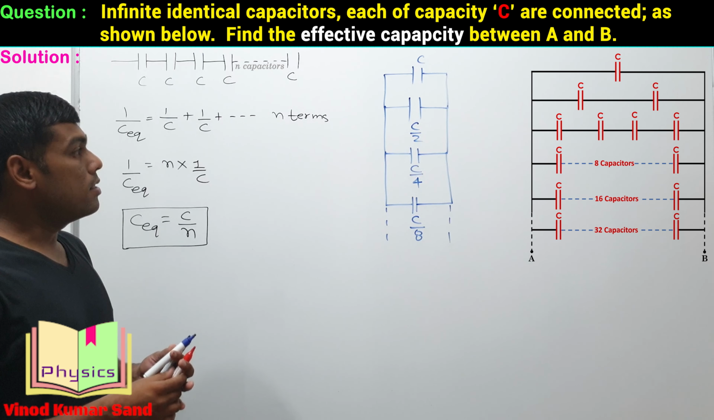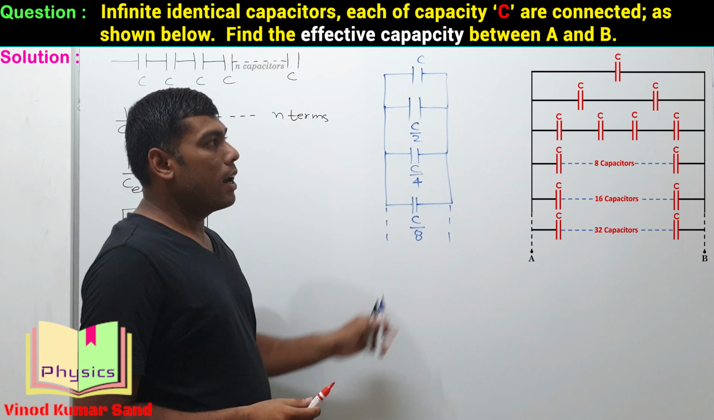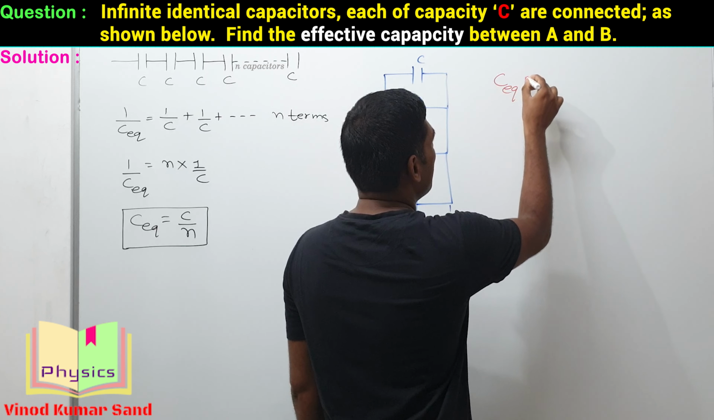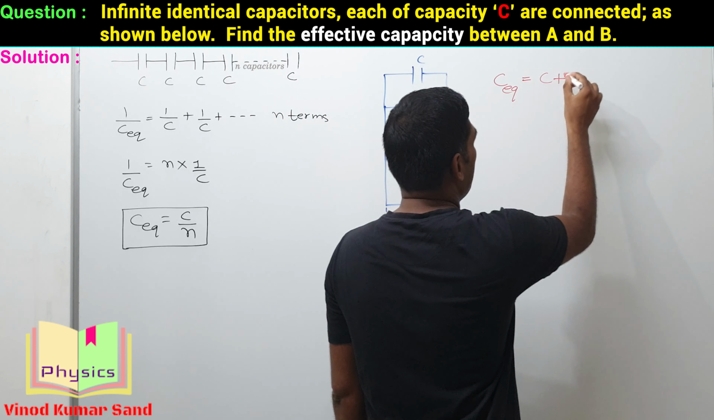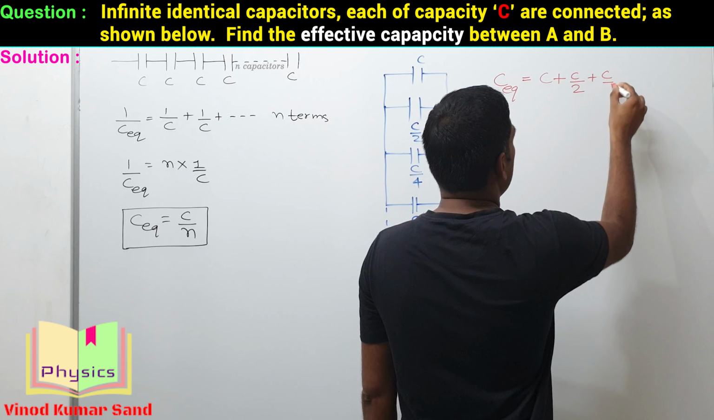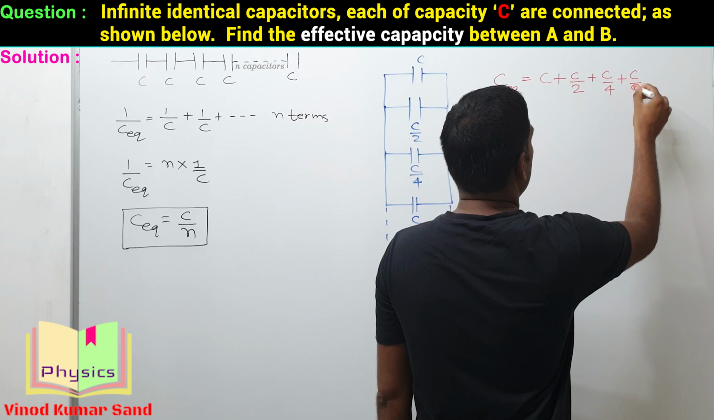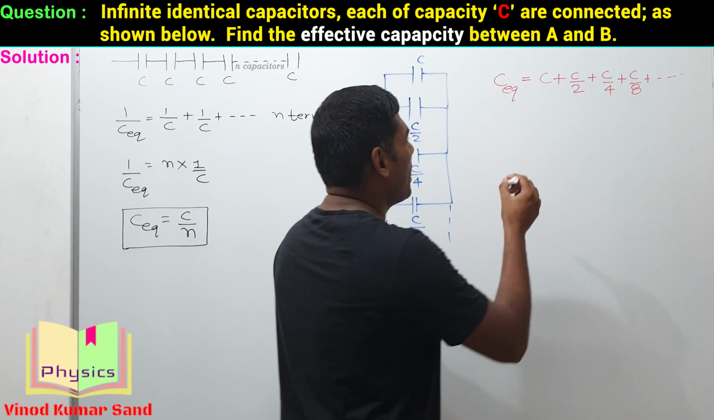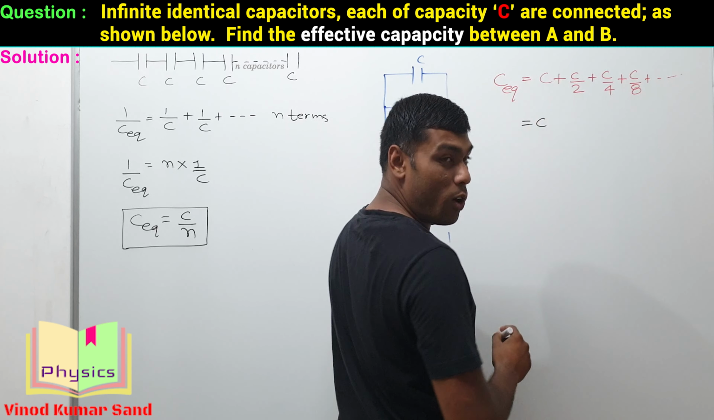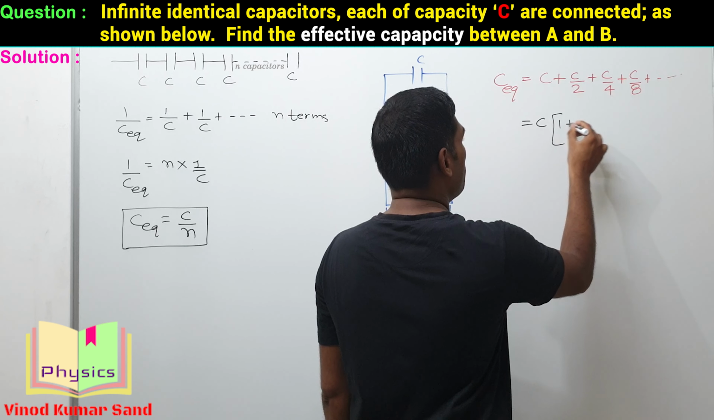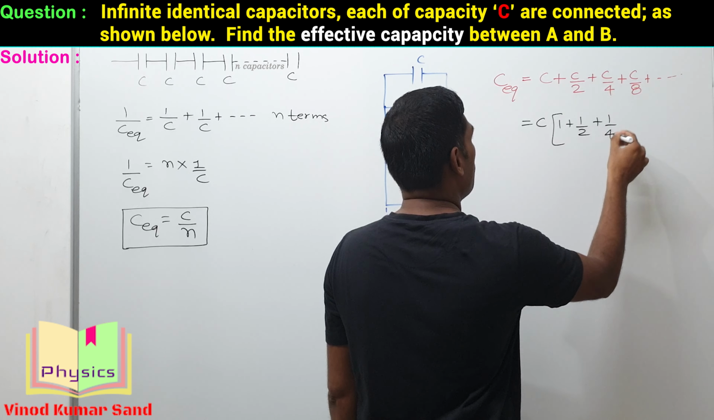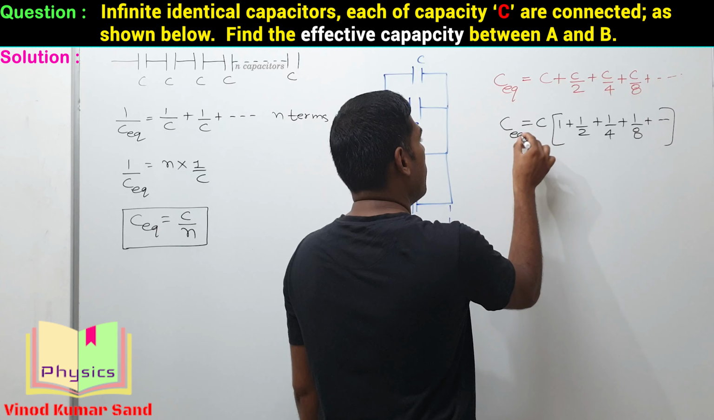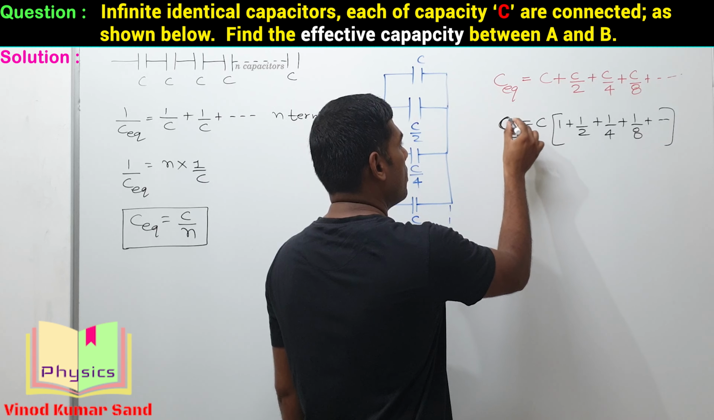Agree? Since all these capacitors are now in parallel, what will be their equivalent capacity? Correct. C plus C by 2 plus C by 4 plus C by 8 and so on up to infinity. From this we can consider C as a common term, so we are left with 1 plus 1 by 2 plus 1 by 4 plus 1 by 8, and so on. Agree? This is the C equivalent.